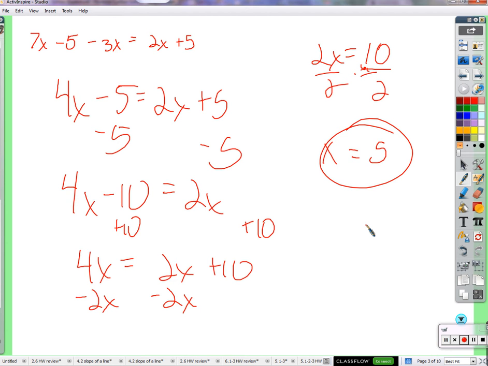Now, there's so much stuff going on there. You could have done a lot of things in a different order. You could have done this in a couple fewer steps. You could have subtracted 5 from the beginning. You could have added 5 from the beginning. You could have subtracted 2x from the beginning, which I think is what the last class chose to do, subtract 2x from the very beginning.